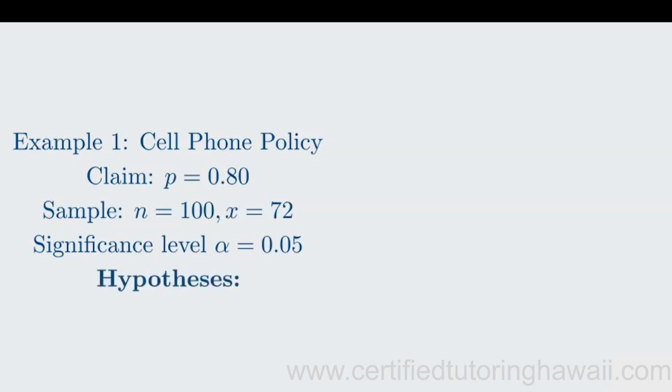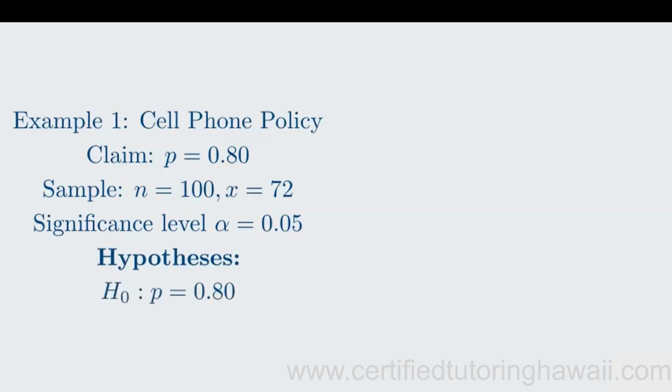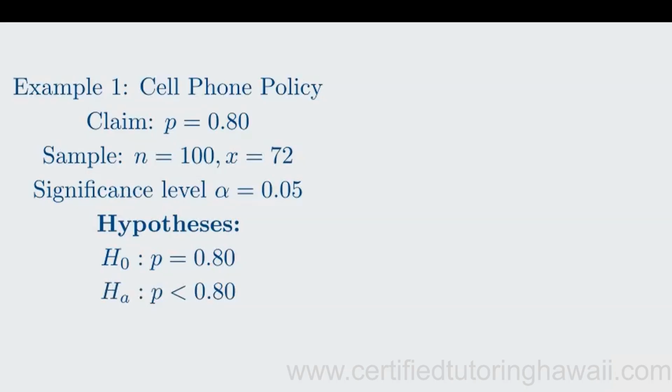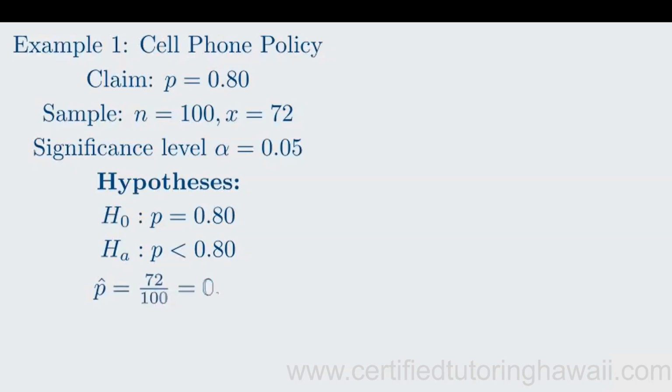First, we state our hypotheses. The null hypothesis is that the true proportion is exactly 0.80. The alternative hypothesis is that the true proportion is less than 0.80. Next, we identify our sample proportion, p hat. Our observed value is 0.72.